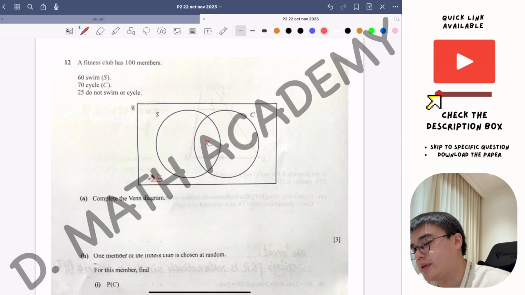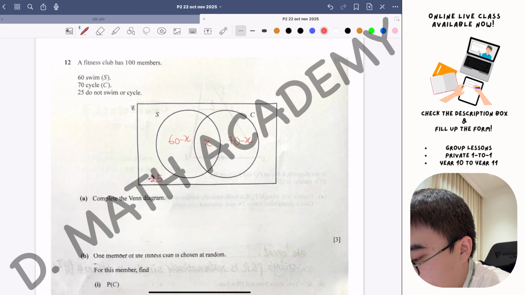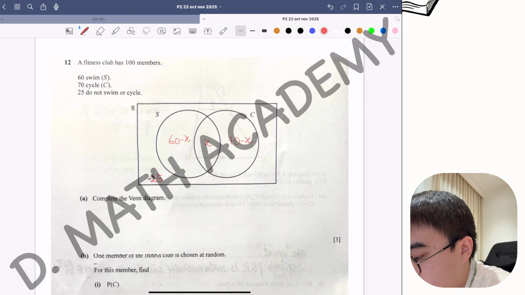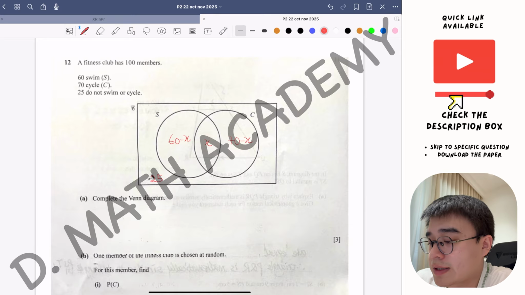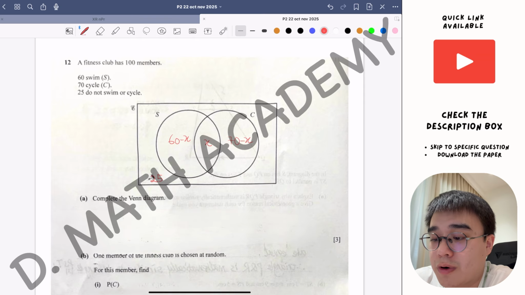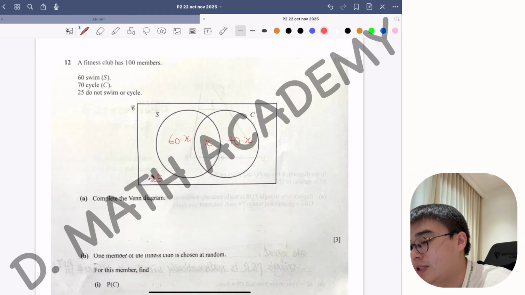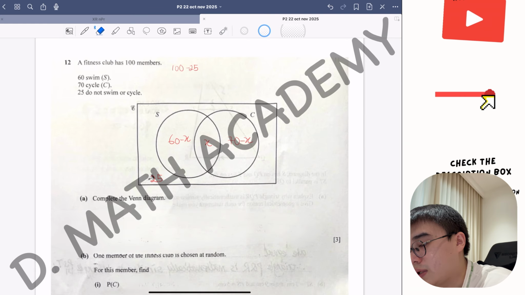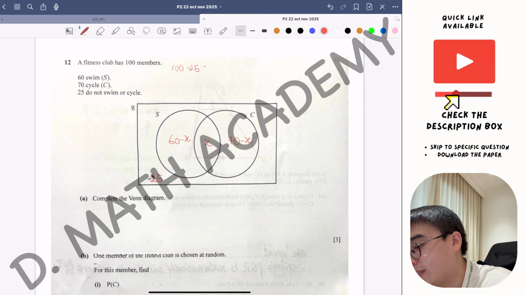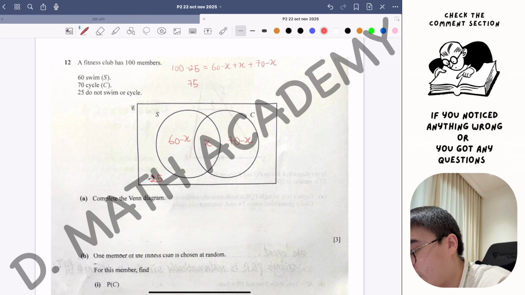To find the overlapping part, I'll be putting down 60 minus x and 70 minus x. The x is the part where the people did both of the sports. So this is how we normally do it. To find the answer for x, just take 100 minus 25. Then you add up the things in the middle: 60 minus x plus 70 minus x equals 75.